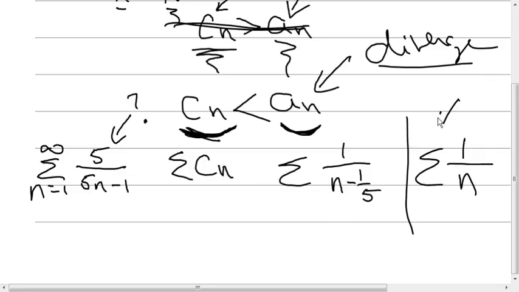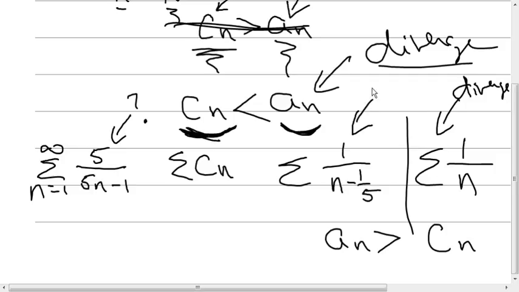We know this harmonic series diverges, and we also know that this nth term, An, is always going to be greater, because the denominator is smaller, than the nth term of this series. Therefore, if this diverges, this must also diverge.